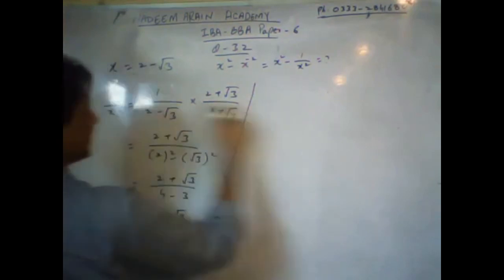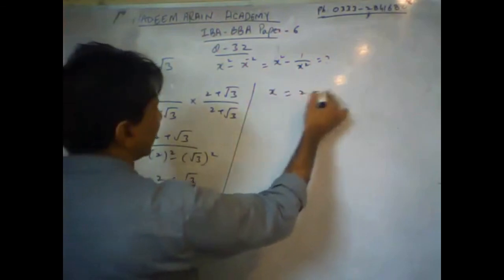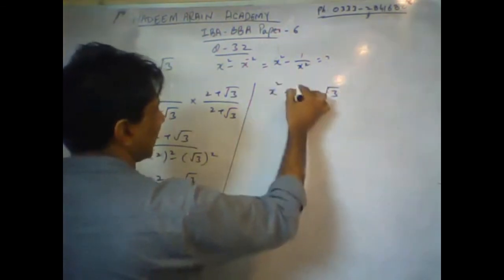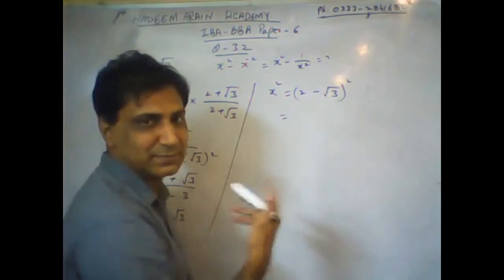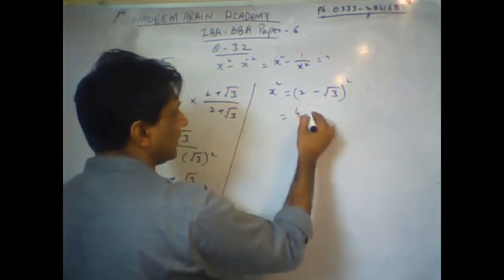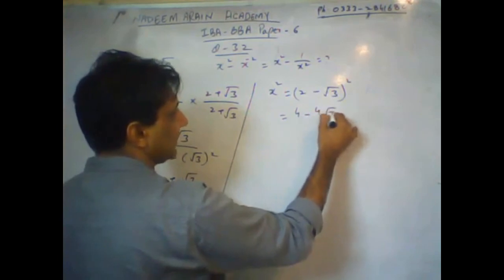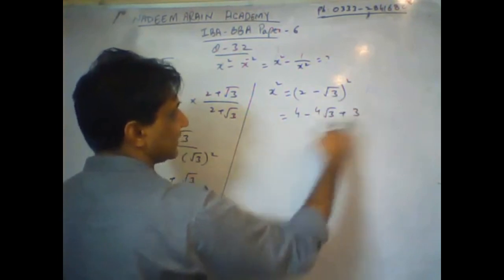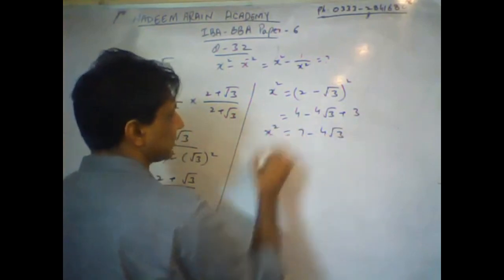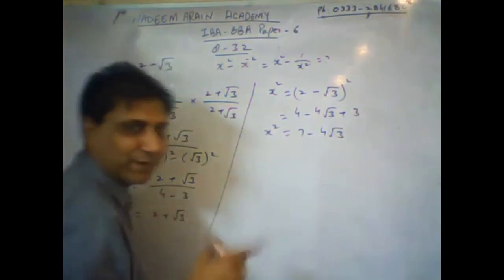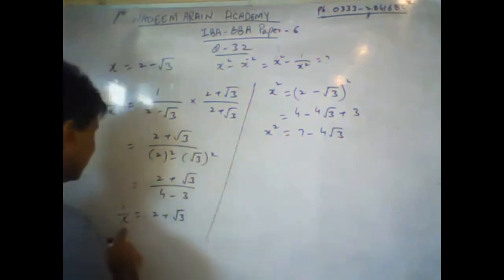So x is equal to 2 minus square root of 3. Squaring on both sides, we'll have a square minus 2ab plus b square. A square is 4, minus 2ab, 4 root 3, plus b square 3. That is 4 and 3, 7 minus 4 square root of 3. This is x square. Similarly, find 1 upon x square, because 1 upon x is here.